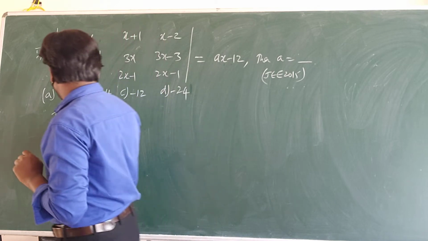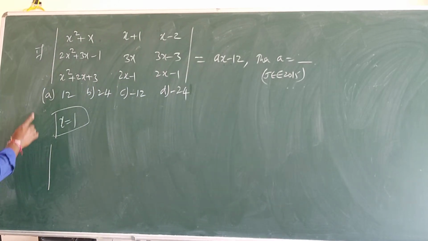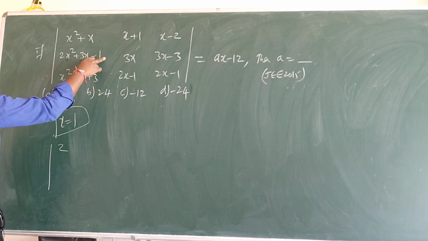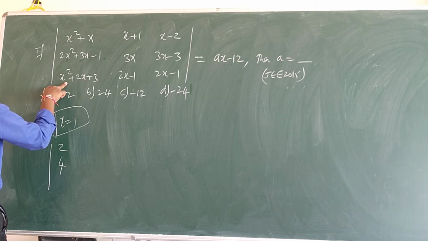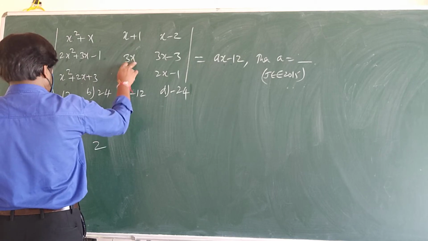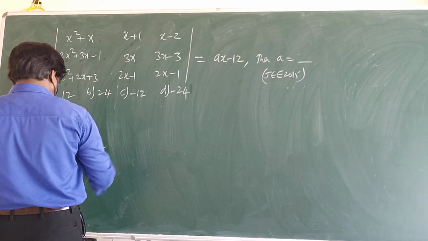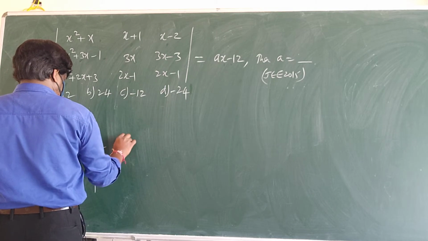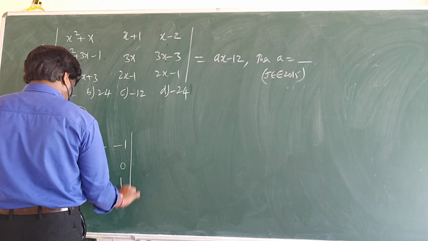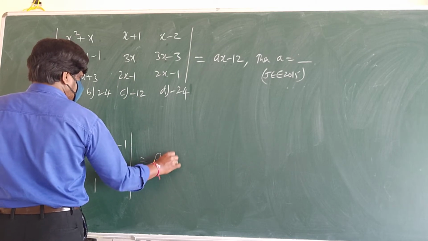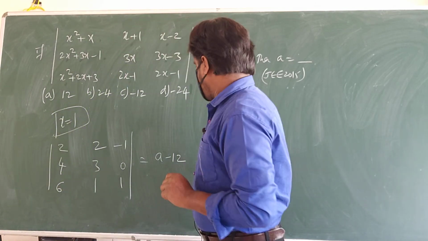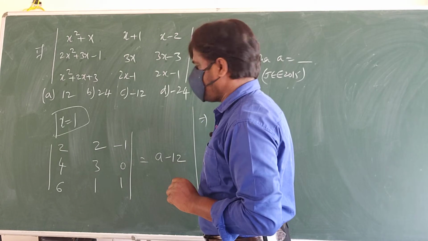If you substitute x is equal to 1, 1 square plus 1, that is 2. Then 1, 3, 5 minus 1, 4. Here this is 6, and here 2. Next here 3, next 1. Here 1 minus 2 minus 1, 0. Here 2 minus 1, 1. This is equal to a minus 12, because x is 1 here. Correct? So what am I going to get here? Can you tell me?